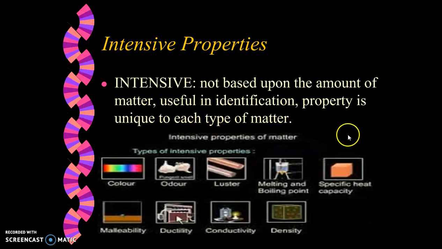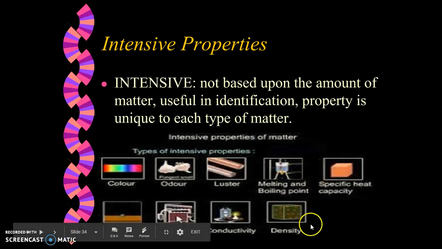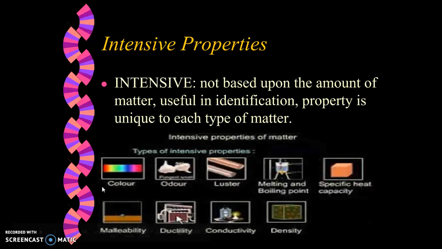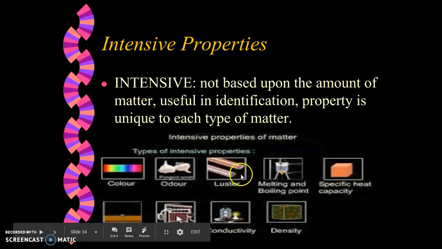Intensive properties are not based upon the amount of matter, but they are based upon the individual matters, what makes them unique. Their colors, their odors, their lusters, melting and boiling points, specific heat capacity, density, conductivity, do they conduct electricity or not, their ductility, can I bend them and fold them into different shapes, and then malleability. Again, can I change them and fold them and bend them into different shapes? So these are intensive properties because they all depend upon the type of matter that I'm working with.